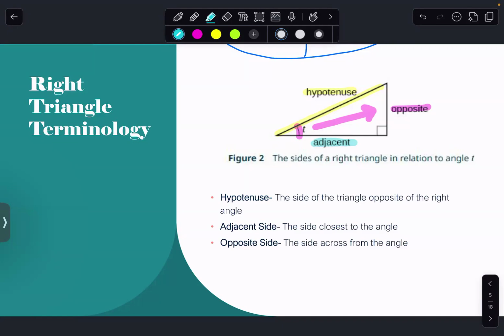So here are your vocabulary terms down here, and I'll just give you the official definitions. A hypotenuse is the side of the triangle opposite of the right angle. The adjacent side is the side closest to the angle, and the opposite side is the side across from that angle. So those will be important vocabulary terms throughout this lesson.